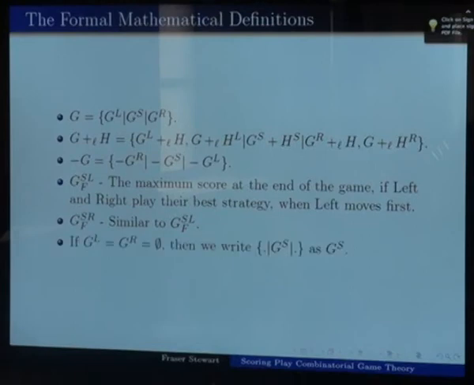The other thing I do, just by convention, is that if the left and right options are both empty, I'll just write this game as a number. If I just write a number, that means neither player has an option. It just makes it a bit easier to write and a bit easier to read as well.